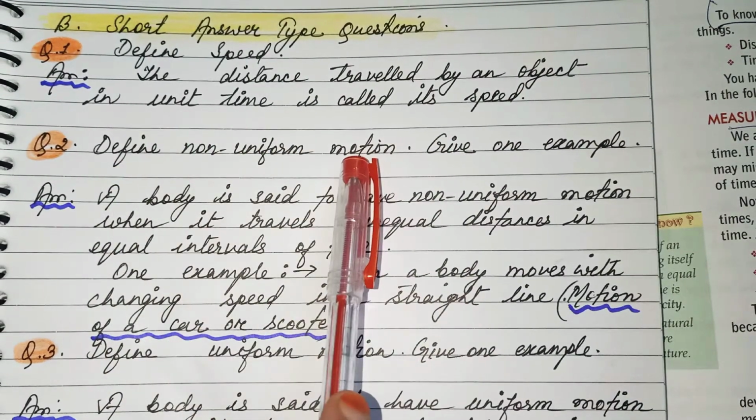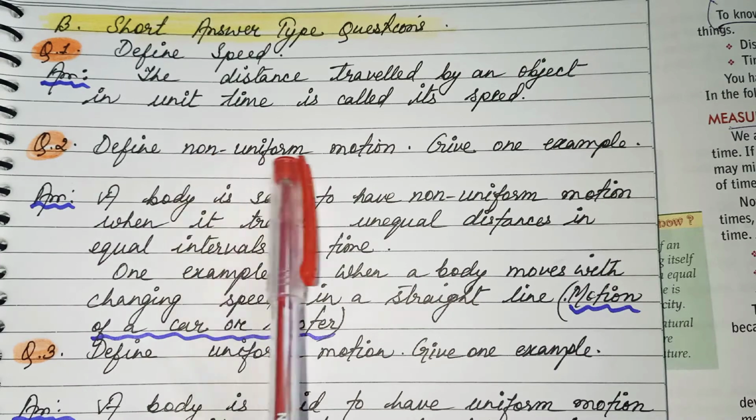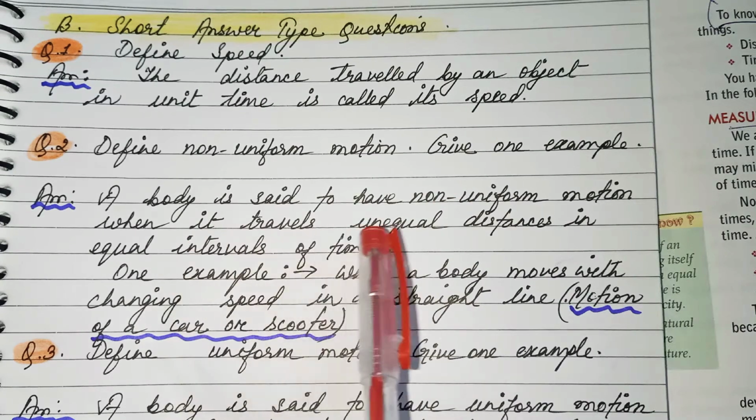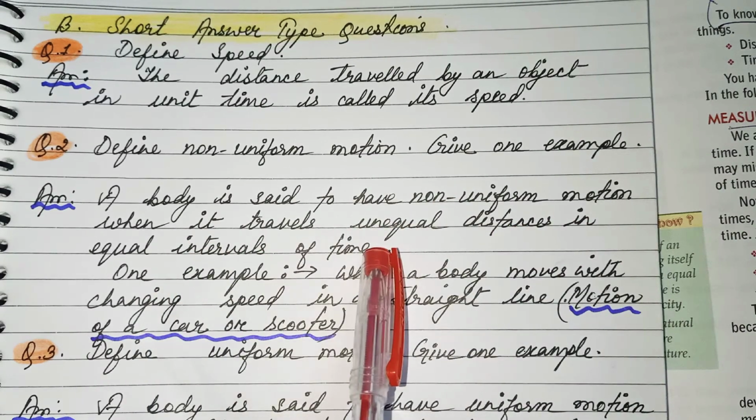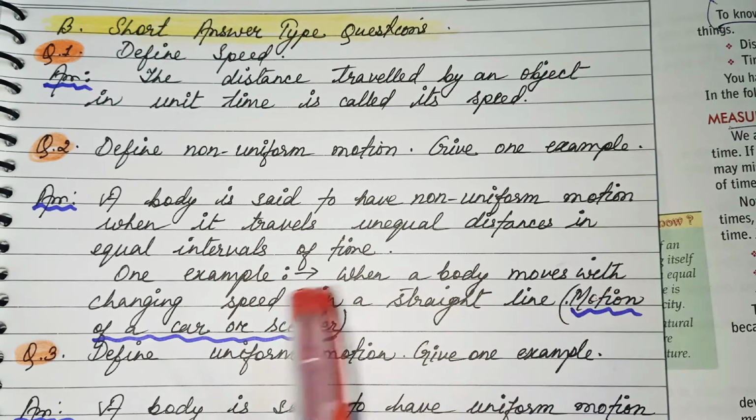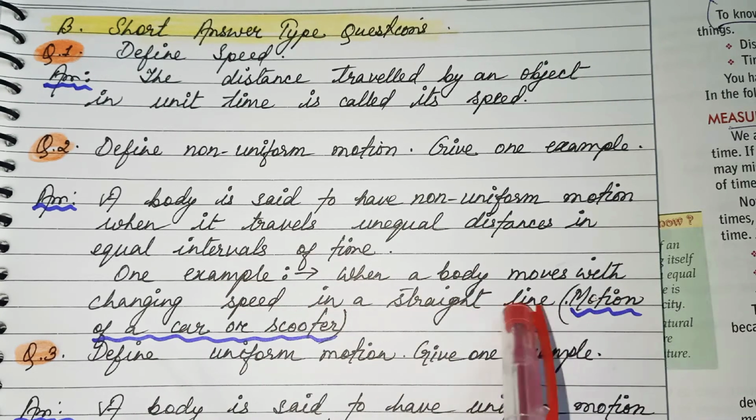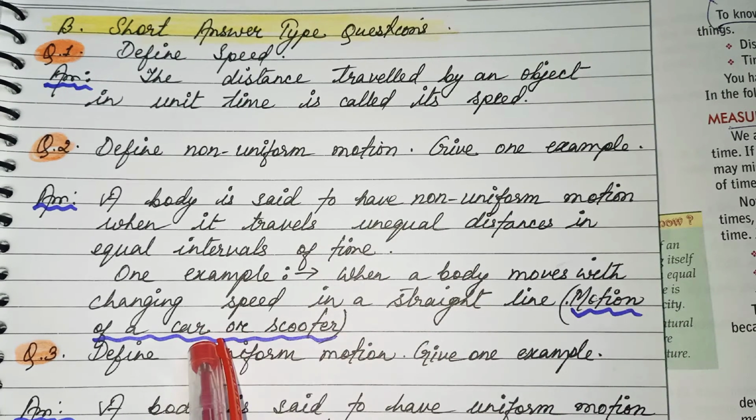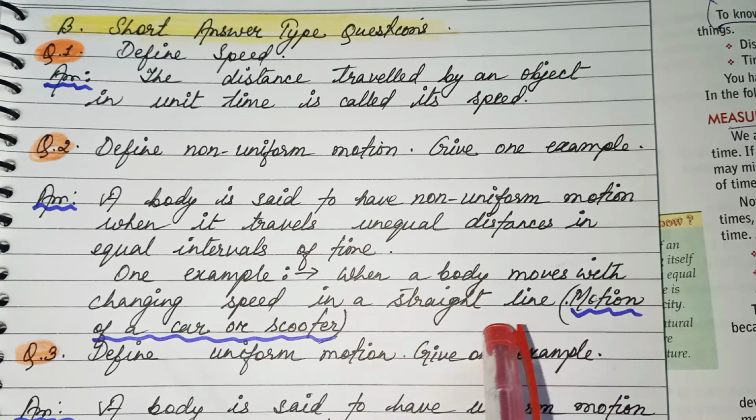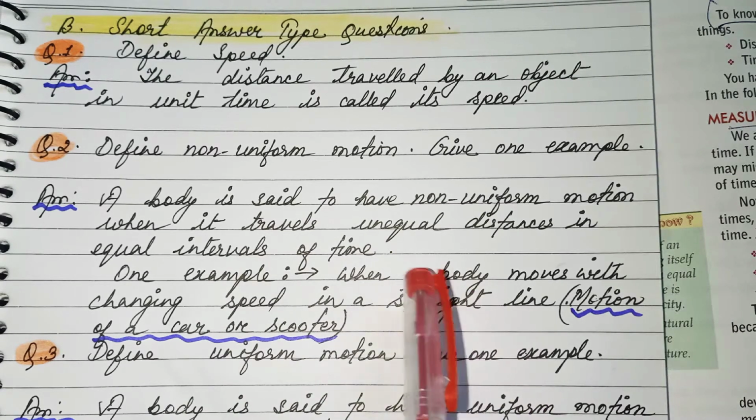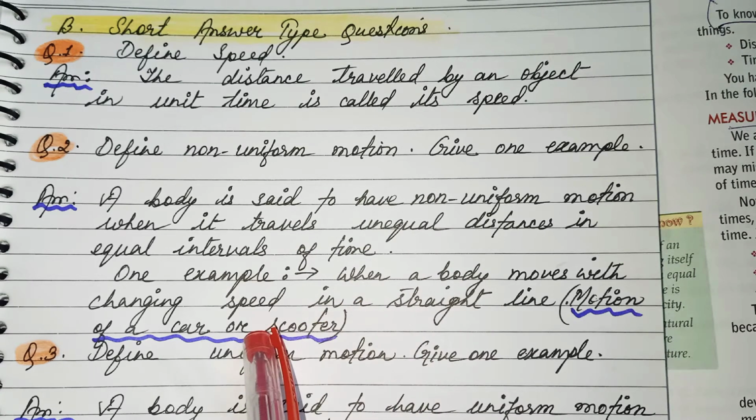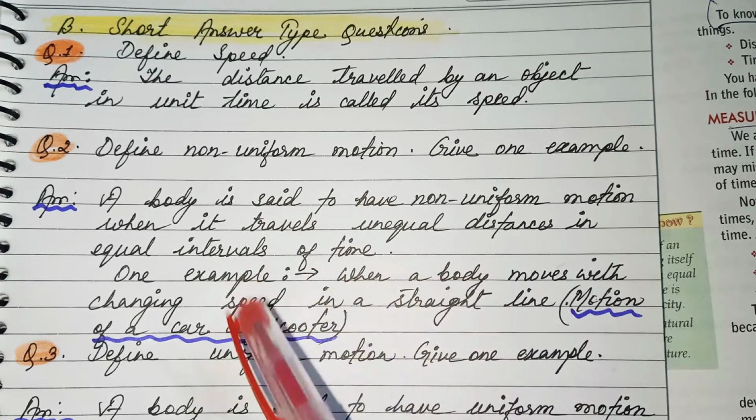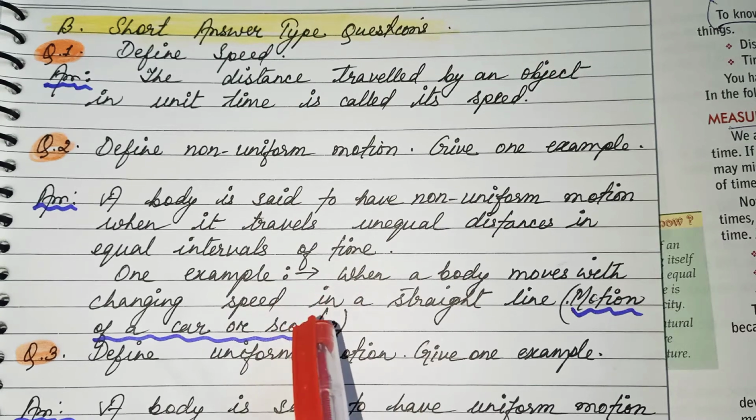Then define non-uniform motion. Give one example. So here you have to write the definition of non-uniform motion. A body is said to have non-uniform motion when it travels unequal distances in equal intervals of time. An example is when a body moves with a changing speed in a straight line. You can also write the motion of a car or a scooter, because they travel on a straight road. That motion is non-uniform, because sometimes the scooter speeds up, sometimes it slows down. That means the motion is not uniform. Therefore it is an example of non-uniform motion.